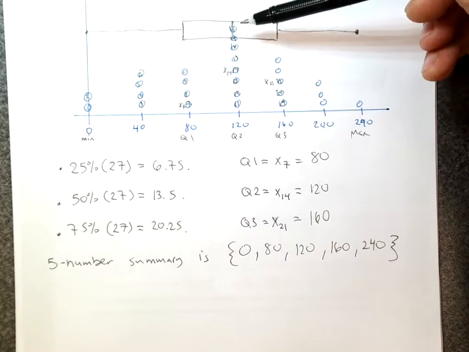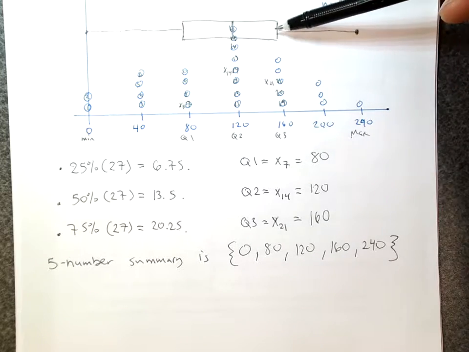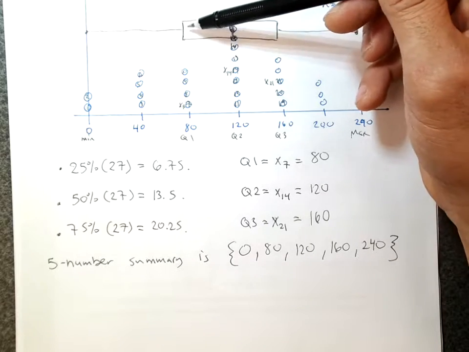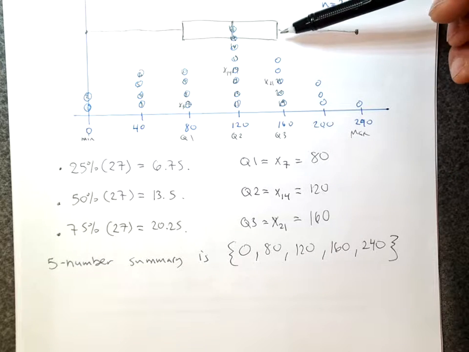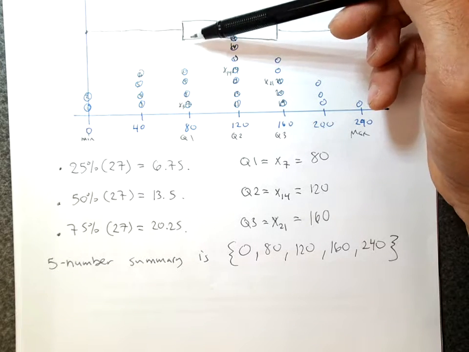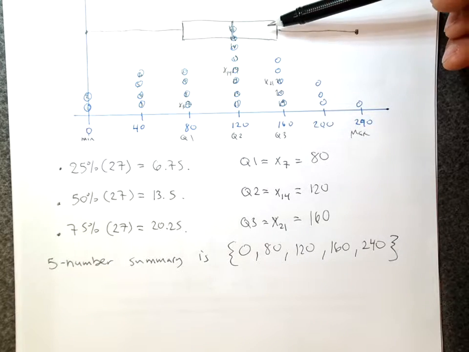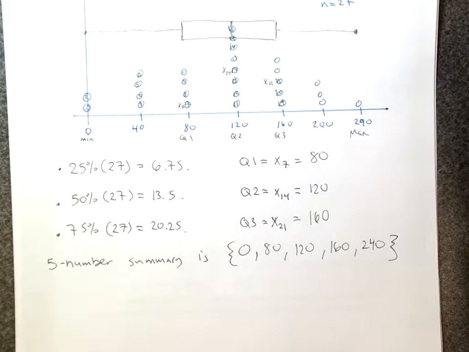Notice how the size of each portion of the box is roughly similar. This has a width of 40 from Q1 to Q2 as well as from Q2 to Q3. And then here we have a distance of 80 as well as here. This is a hint from the box plot that our distribution is symmetric.